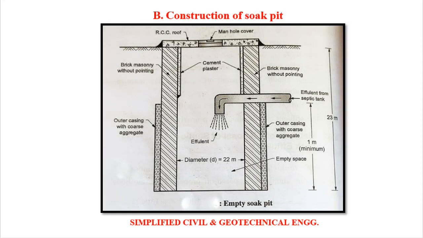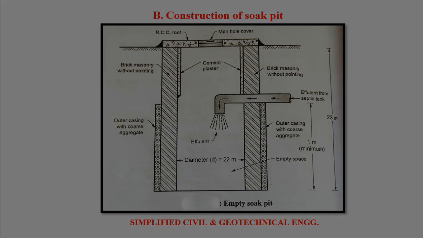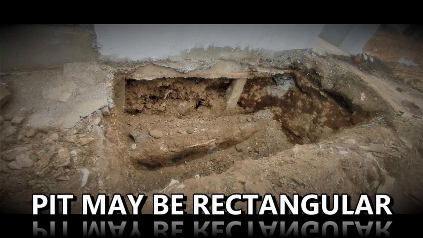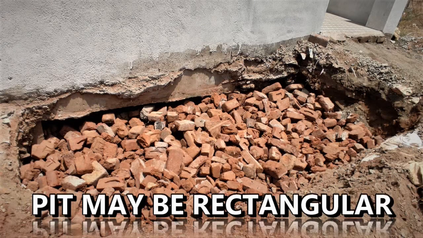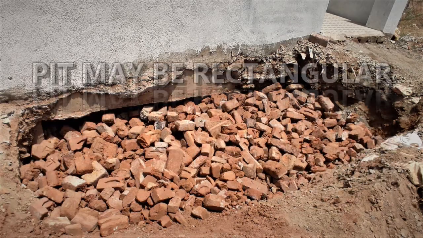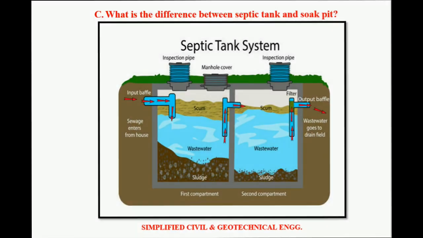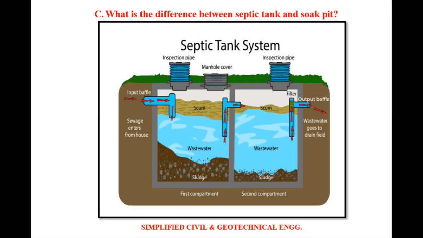Now we will discuss our next point, which is construction of soak pit. A soak pit is a hollow circular pit. The total depth of the circular pit varies from 1.2 meter to 1.8 meter, that is 4 foot to 6 foot. The effluent from septic tank falls in the pit and it is allowed to be soaked or absorbed in the surrounding soil.